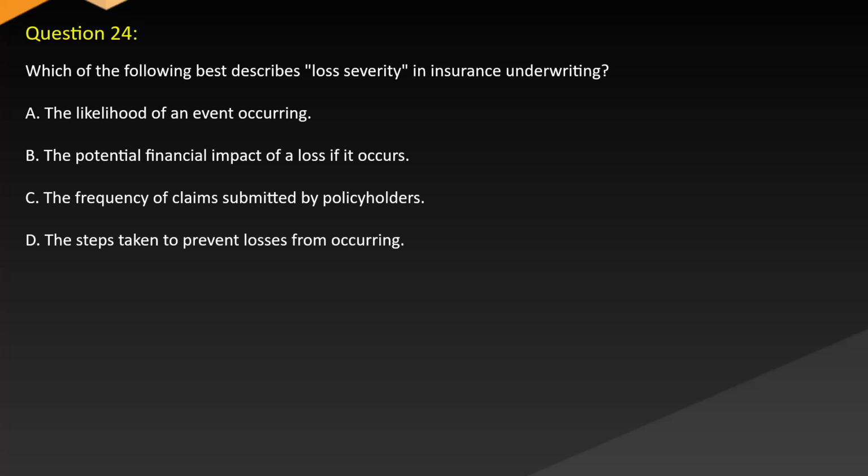Question 24. Which of the following best describes loss severity in insurance underwriting? A. The likelihood of an event occurring. B. The potential financial impact of a loss if it occurs. C. The frequency of claims submitted by policyholders. D. The steps taken to prevent losses from occurring.